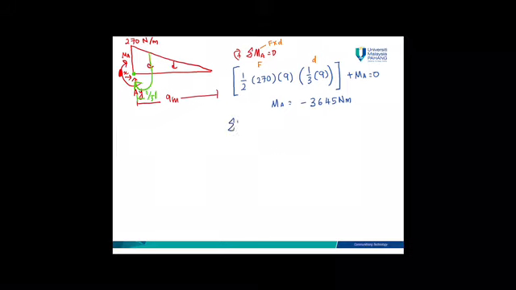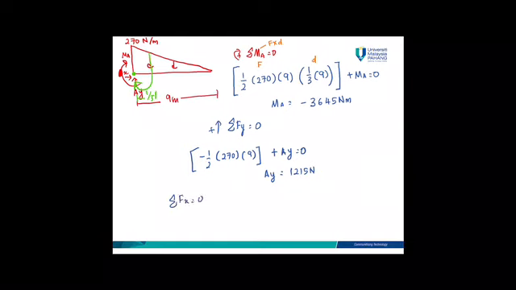Now you do summation Fy is equal to 0. Upwards is positive. Then you have negative 1/2 times 270 times 9 plus AY is equal to 0. AY is equal to 1215 Newton. And the last one is summation Fx is equal to 0. To the right is positive, then Ax is equal to 0.